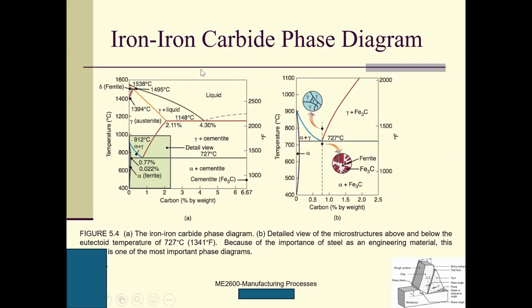So as I said, for this diagram, I might ask you to use your own language to tell me what happened here. And the keyword is phase transformation. From austenite, we get another two phases. One is ferrite, another one is cementite.